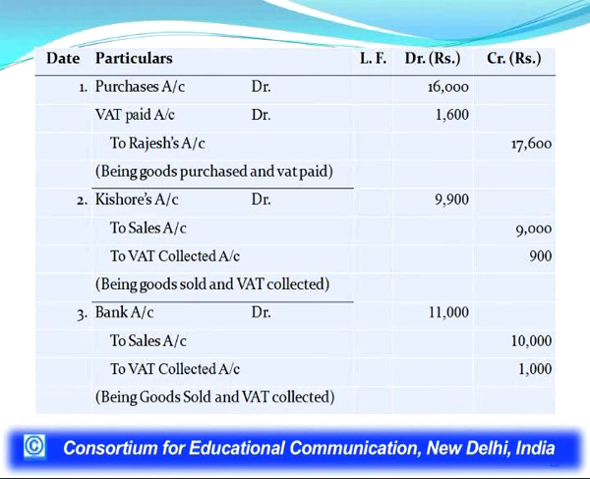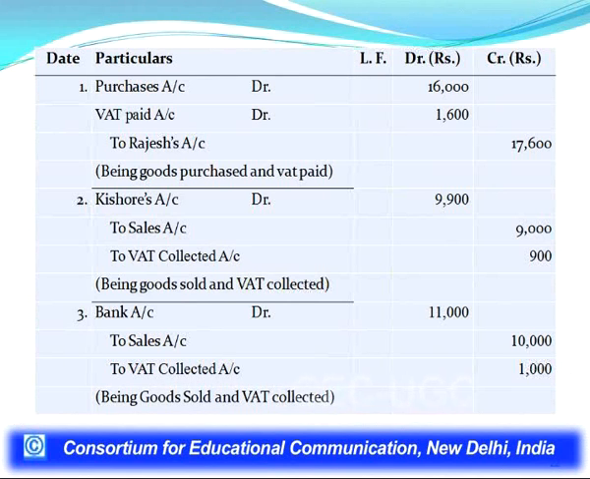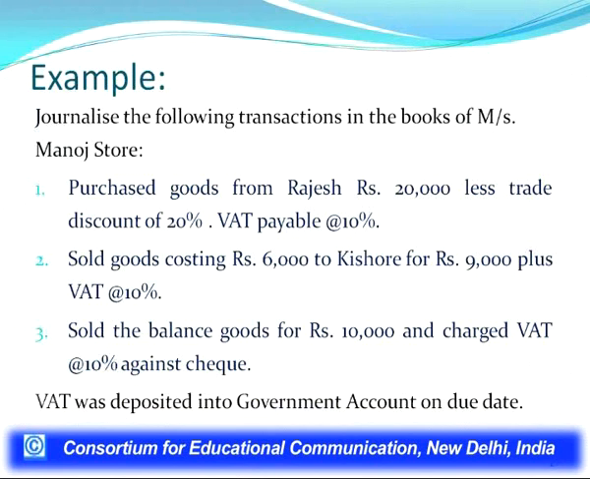When in case of the second transaction, sold goods costing rupees 6000 to Kishore for rupees 9000 plus VAT. So, 9000 is the selling price. Entries are recorded at selling price, not at the cost, because this difference is the profit to the seller.